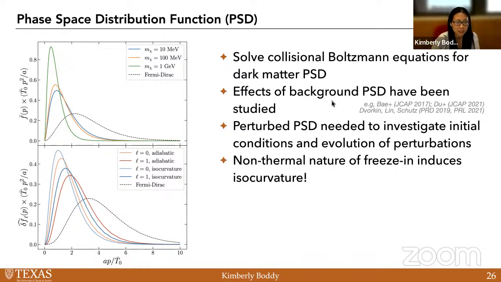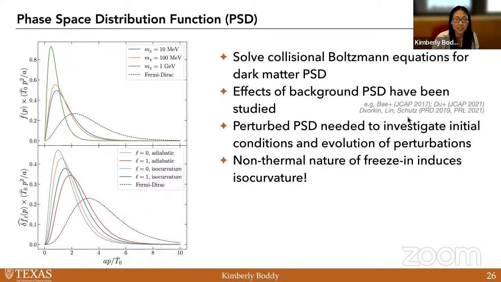So this has been studied. The effects of this background phase-space distribution function have been looked at before. And so I give a few references here, but no one has looked at what the perturbed phase-space distribution function looks like. So you go essentially to higher order in your expansion of the phase-space distribution function, and you need this to investigate the initial conditions for your dark matter perturbations and the evolution of those perturbations.